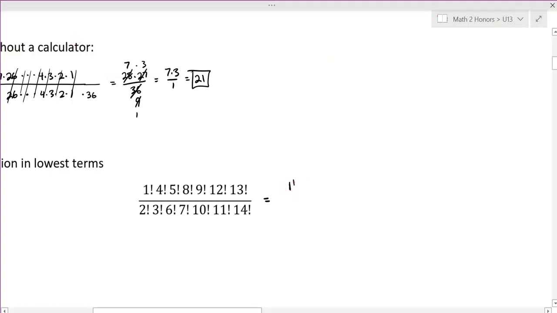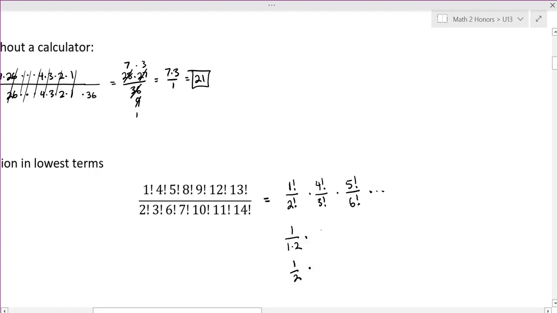If we look at 1 factorial over 2 factorial times, and then we're going to have 4 factorial over 3 factorial, and then 5 factorial over 6 factorial, and so on. And we continue that. But here's what I want you to see. If I have 1 factorial over 2 factorial and simplify that, that's going to be 1 over 1 times 2, which is 1/2.